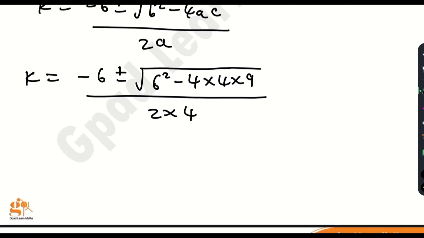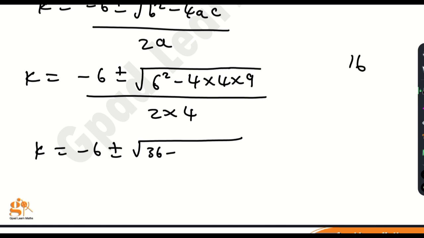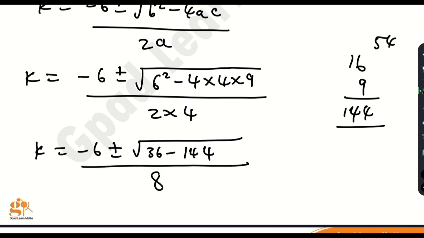So take it a step further. k will be equal to what? Minus 6 plus or minus the square root of 6 squared is 36. 4 times 4 is 16. 16 times 9 is what? This is 54. You write 4. 9 times 1 is 9 plus 5 is 14. So 144 all over what? 2 times 4 is 8.